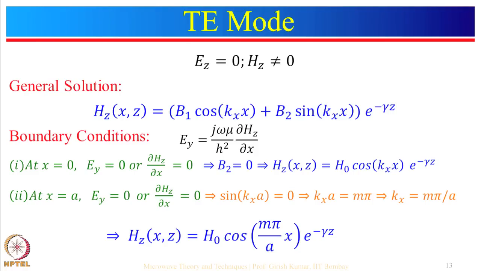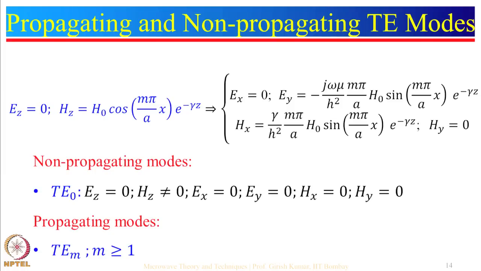Now, let us see propagating and non-propagating modes in TE propagation. So, we have Ez equal to 0 and Hz is equal to H0 into cos m pi by a x into e raised to minus gamma z. From here, we can find the transverse fields. So, Ex is equal to 0, Ey is equal to this, Hx equal to this and Hy equal to 0. Now, if we put m equal to 0 in these field equations, then this will become TE0 mode. In this, Ez is already 0, and by putting m equal to 0, Hz will be H0 into e raised to minus gamma z, which is not equal to 0. Ex is already 0, Ey will be 0 into something, 0, Hx will be 0 into something, 0, and Hy is already 0. So, all the transverse field components are 0, so there will not be any wave propagation in TE0 mode. So, for TE propagation, non-propagating mode is TE0.